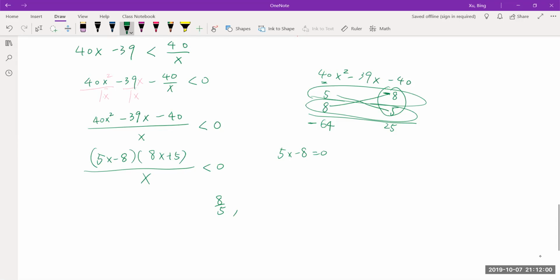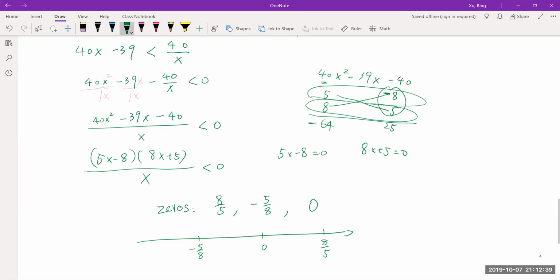And the other zero from the top is negative 5 over 8. Similarly, you make 8x plus 5 equals 0 and solve it. And the zero from the bottom is 0. Right, 3 zeros here. Okay, now put it on the number line. So negative 5 over 8 is the smallest, 0 is in the middle, 8 over 5 is the greatest.